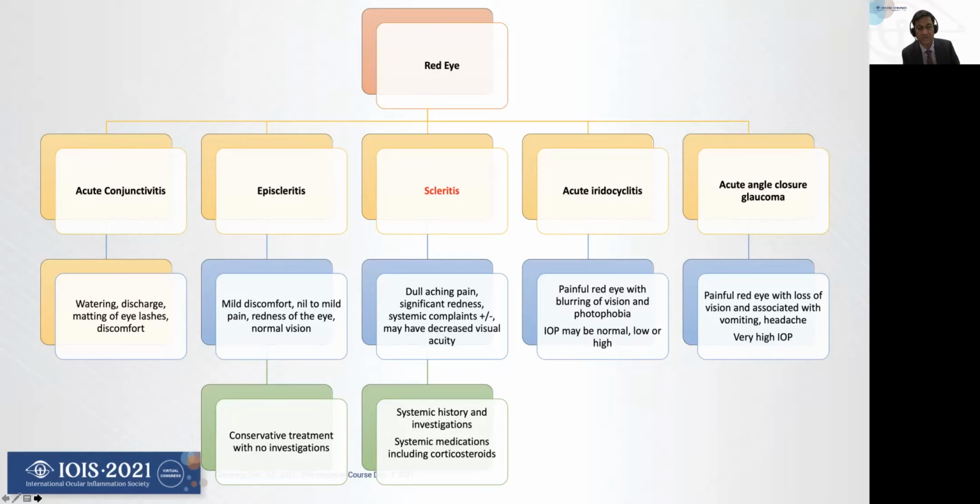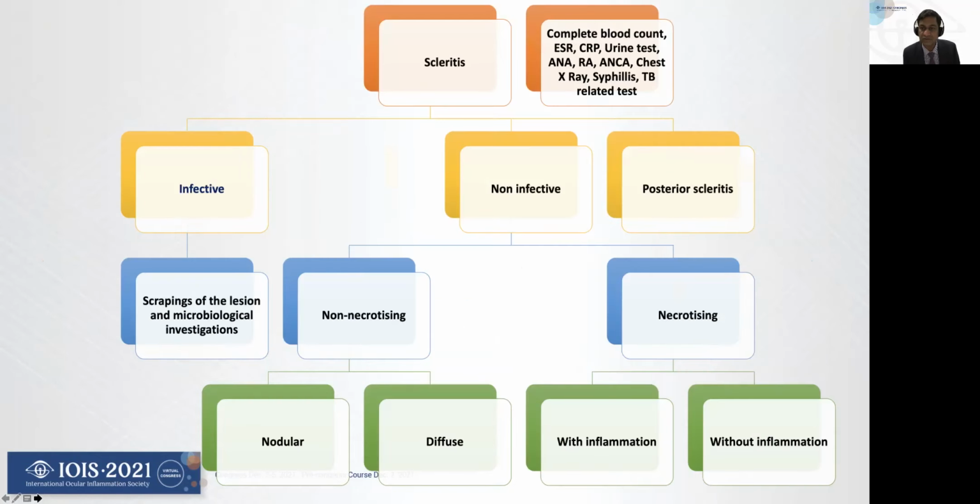You can get a red eye because of conjunctivitis, scleritis or episcleritis, intraocular inflammation such as iridocyclitis, or acute angle closure glaucoma. Most doctors, including residents, can probably differentiate between these entities. But when it comes to scleritis, it can be infective or non-infective, and we need an algorithm, a workflow, for diagnosing and managing infectious scleritis.